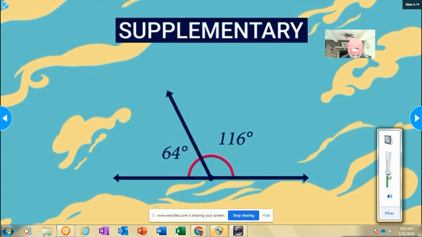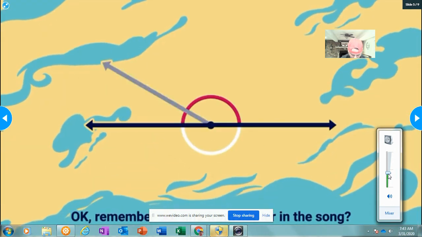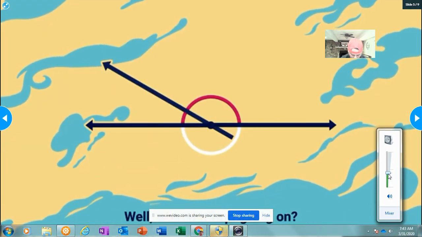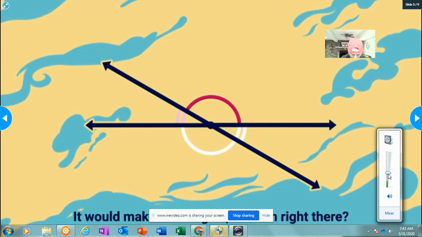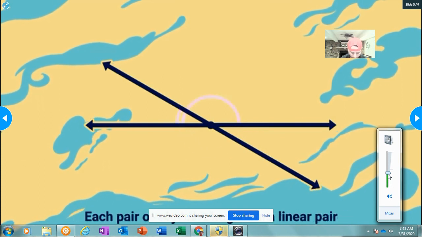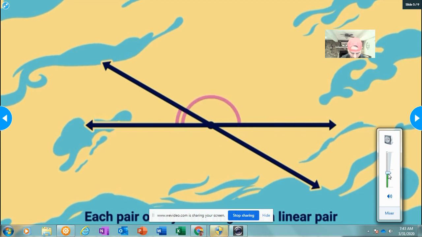Okay, remember our line from earlier in the song? Well, what if it kept going on? It would make 4 angles. See them right there? Each pair of adjacent angles is a linear pair. So they're supplementary. If angles 1 and angle 2 are supplementary, then angles 1 and 4 are too.